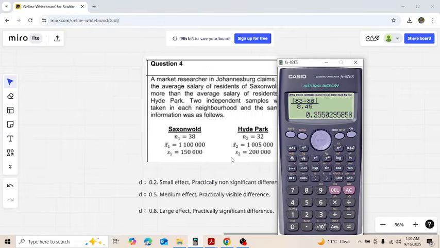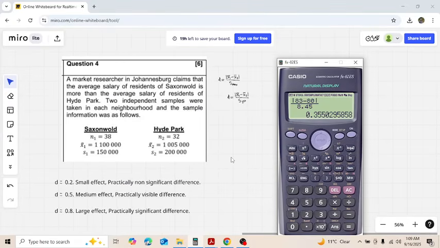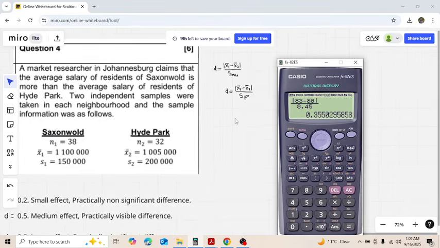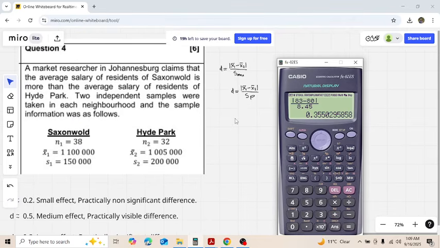Now let's go to question 4 of another question paper. So this one was an example of two populations. In the two populations, I wrote the formulas here for you to see. It says here, a market researcher in Johannesburg claims that the average salary of residents of Saxonwold is more than the average salary of the residents in Hyde Park. Two independent samples were taken in each neighborhood, and the sample information was as follows. So you have your sample size, you have the mean and the standard deviation for Saxonwold as well as for Hyde Park.